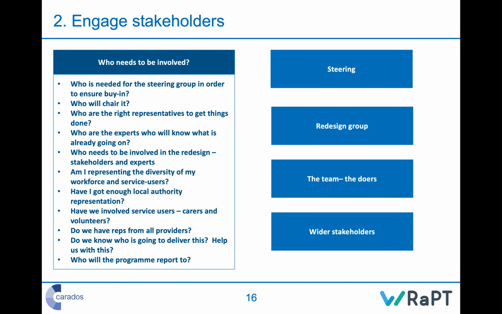We need to think about, do we have reps from all providers? When we say reps from all providers, who represents primary care? Lots and lots of individual practices. Who represents care homes? Lots and lots of individual practices. How do we get the right representatives for those? Then we need to know who's going to deliver it, which is slightly different, slightly the same as who are the right representatives to get things done, but it's important, so we can mention it twice.